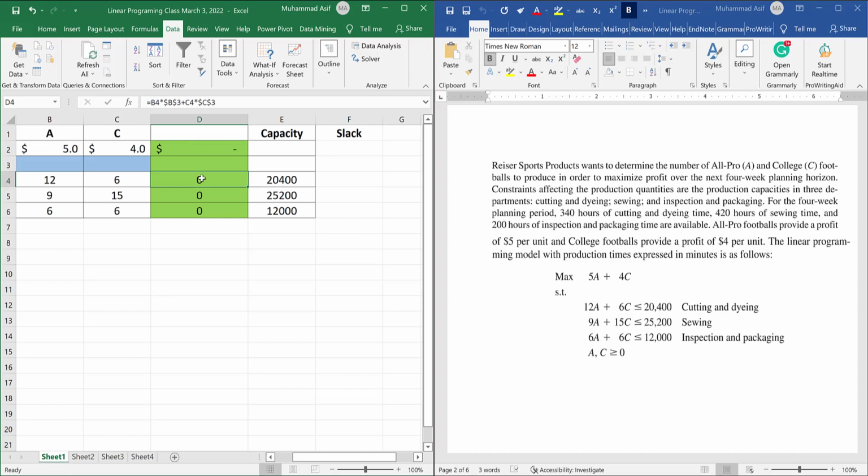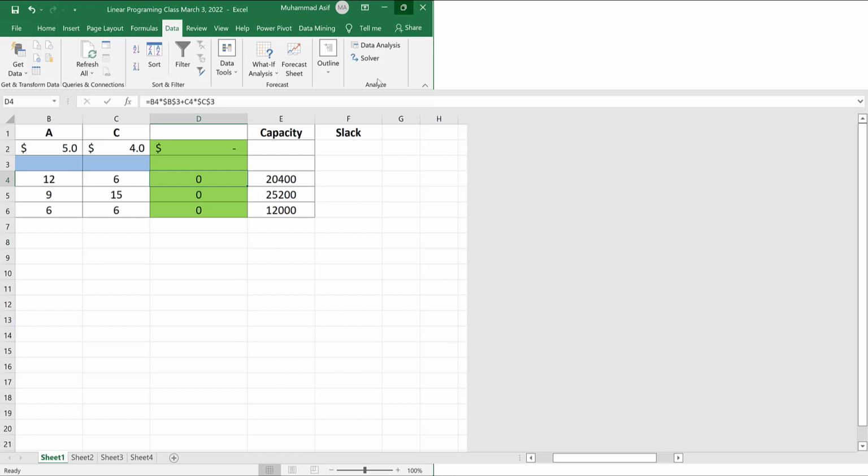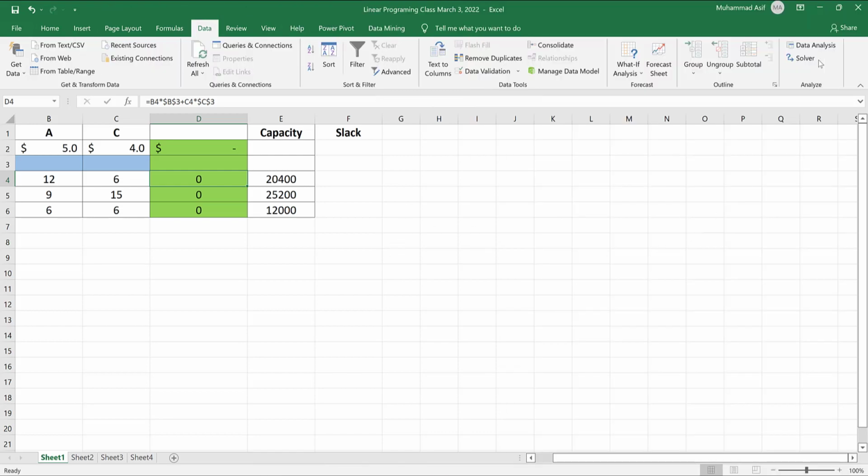And over here the time it will actually take is 12 minutes multiplied by the number of footballs, plus similarly 6 multiplied by the number of C-type footballs, and similarly the same thing is repeated in the others. Now what we can do is use the solver function.